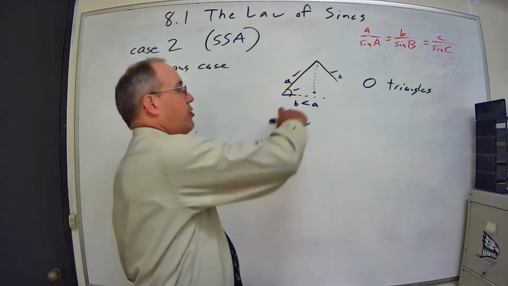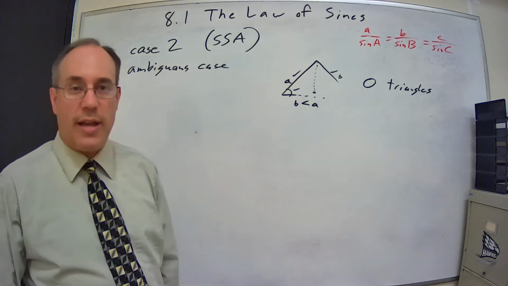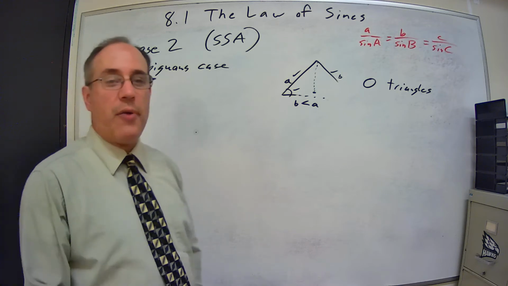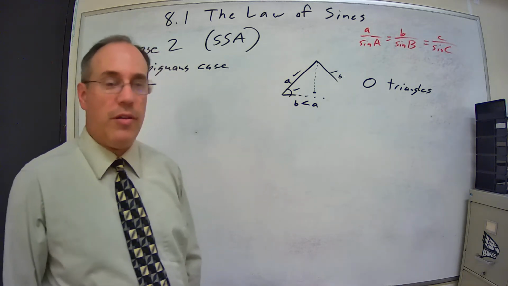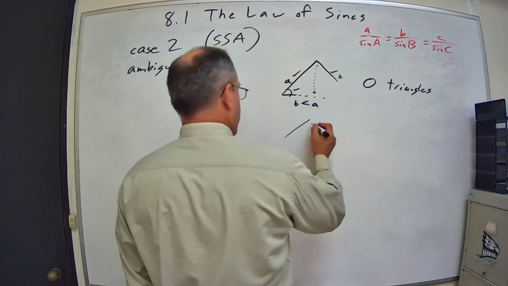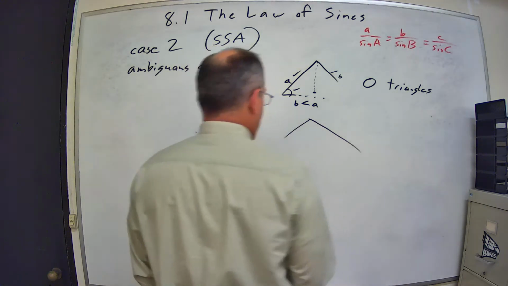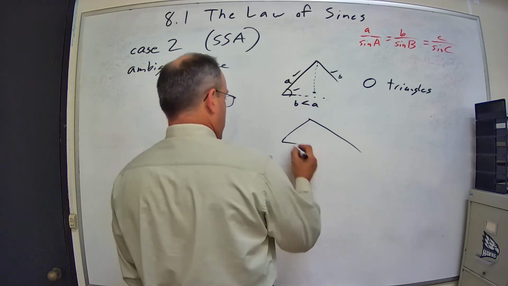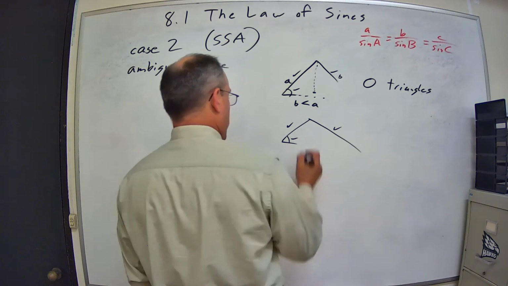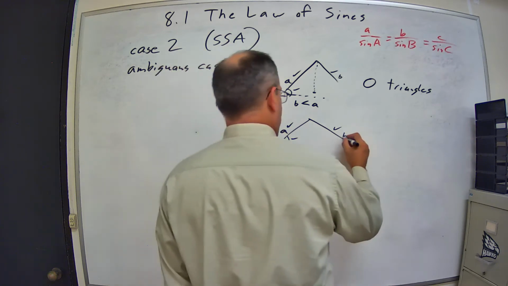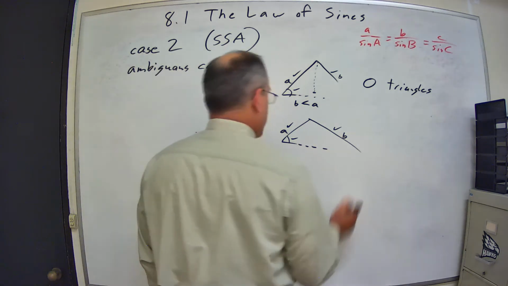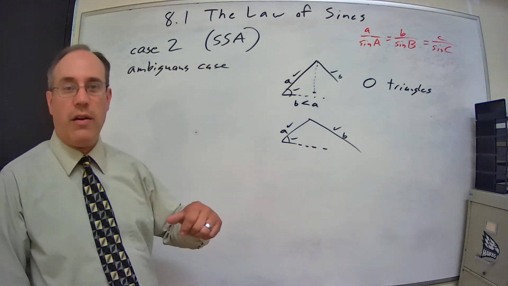So that's our first possibility. We have no triangles. Our second possibility, and what I would consider the optimal thing to have happen, is we're given a side, we have the angle, so we have this side, we have that side, we have this angle. We're going to call this A and this B, just for comparison's sake. We know that this is going to continue on, but we don't know how far.